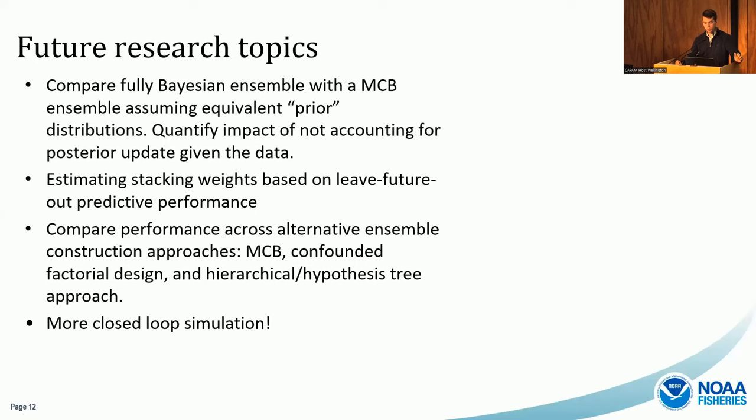And the last one is to compare performance across alternative model ensemble construction approaches. So Matt and I did a paper where we just looked at the MCB approach and the grid approach, but there are a number of different approaches that exist, the confounded factorial design and the hierarchical hypothesis tree approach. And I think it would be useful to more fully document the pros and cons of each different one so that analysts can pick the one that best fits their particular system and how they need to quantify risk.